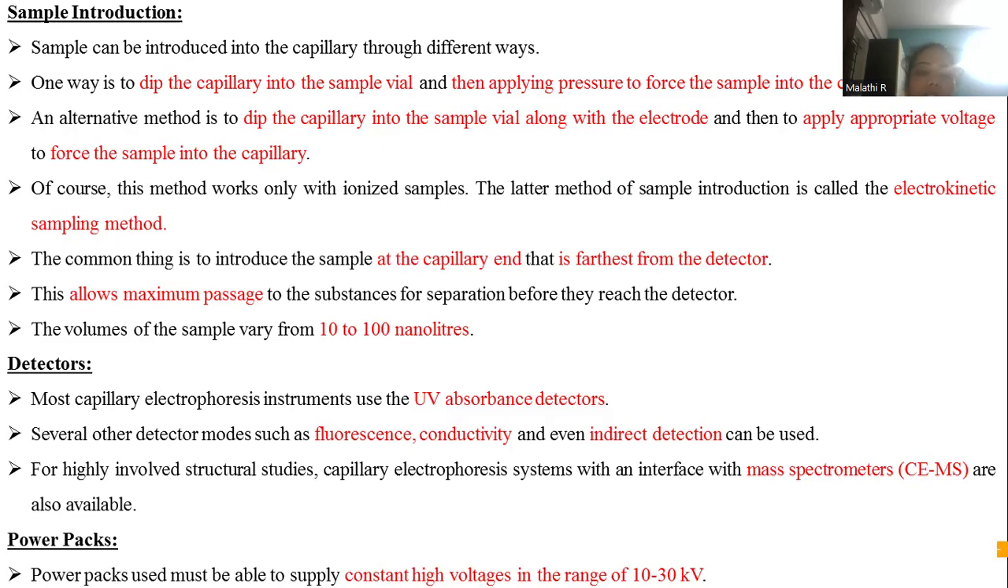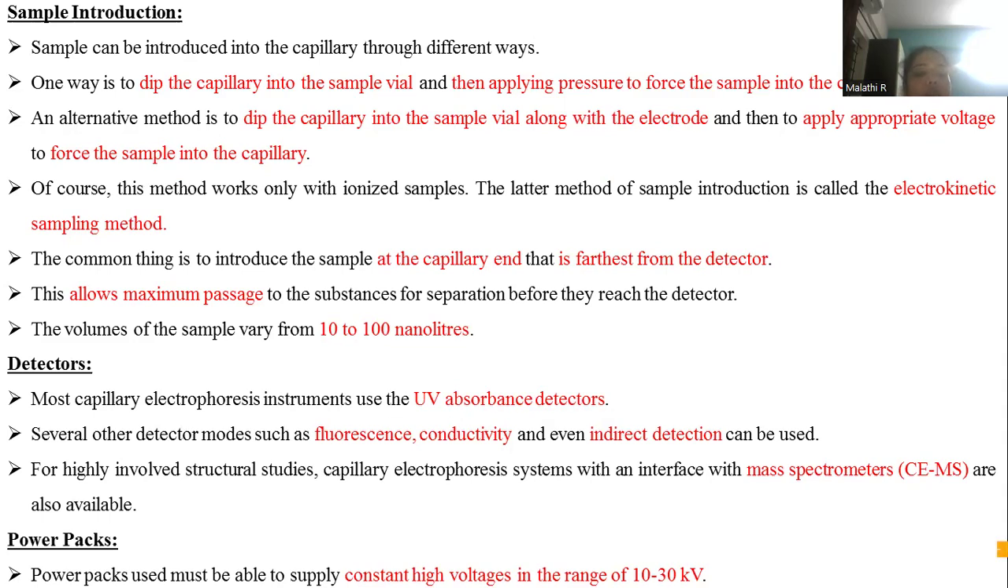The alternate method is to dip the capillary into the sample vial along with the electrode. Then you give the appropriate voltage. Automatically, through the capillary, the sample will be moving inside. Of course, this method works only if the sample is ionized. So the second alternative method will work if the sample is charged. The latter method of sample introduction is called the electrokinetic sampling method since it involves the voltage.